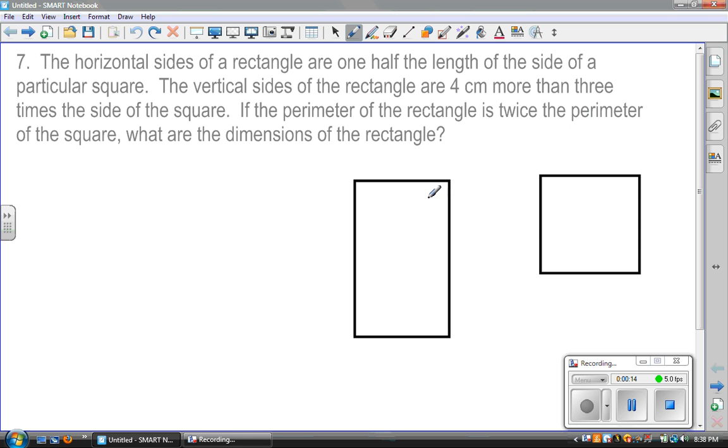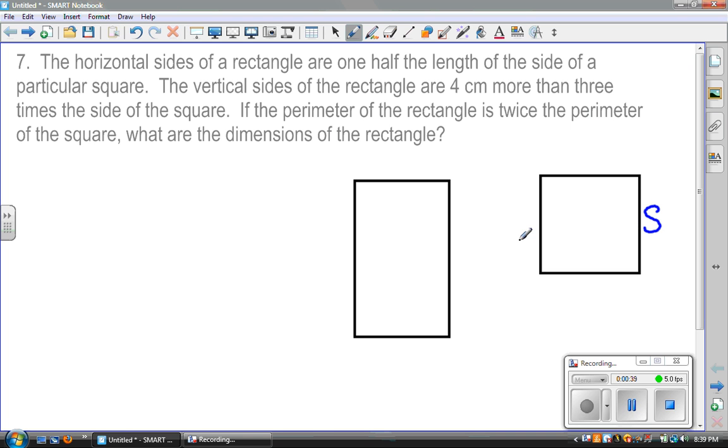Basically, in this problem, you have two different figures. There's a square and a rectangle, and the first two sentences tell you what the rectangle's side lengths are in terms of the side lengths of the square. So since the most unknown thing is the side length of the square, I'm going to make that my variable, and I might as well use s. And in a square, all four side lengths, 1, 2, 3, 4, would have the same length.